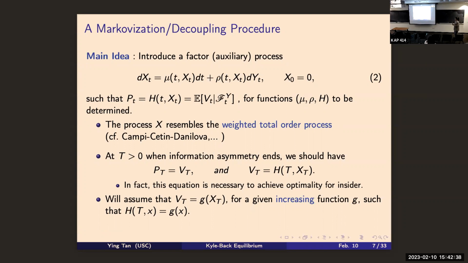Since we require the market price and the underlying asset value to be equal at time capital T, we introduce another increasing function, small g, and we require that V capital T is equal to g of X capital T for now. Later, we will require P capital T is also equal to g of X capital T, which will make P capital T and V capital T equal. Also, this small g gives the terminal condition for the function capital H. So this is the idea of how to Markovize the whole system.